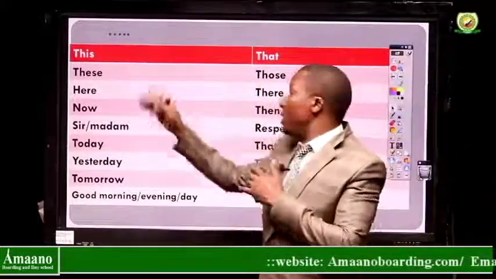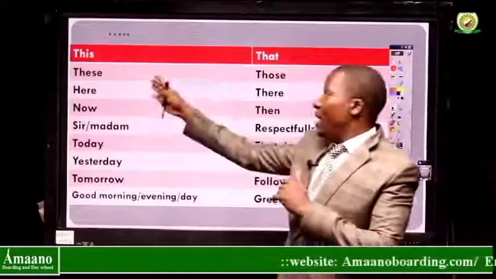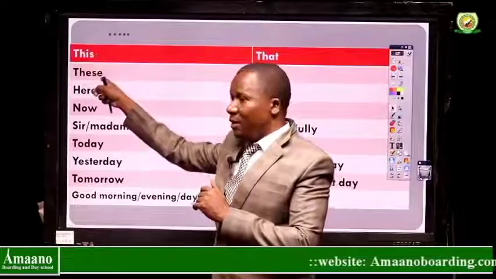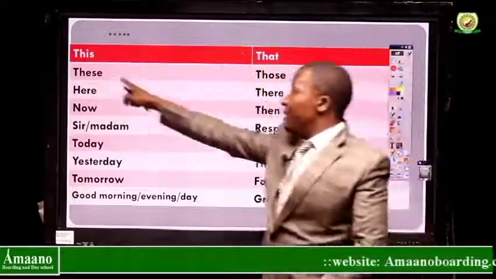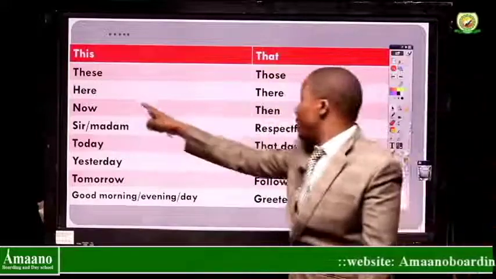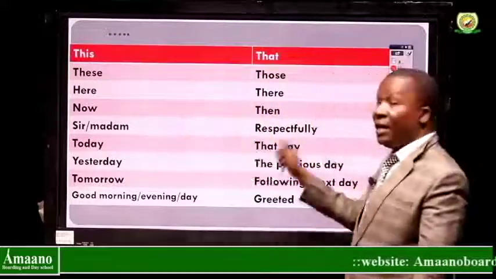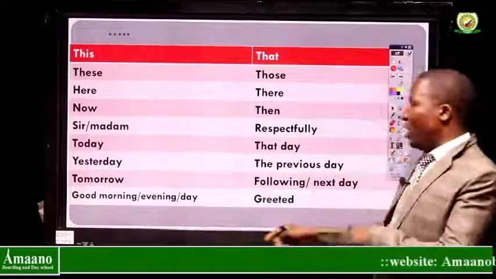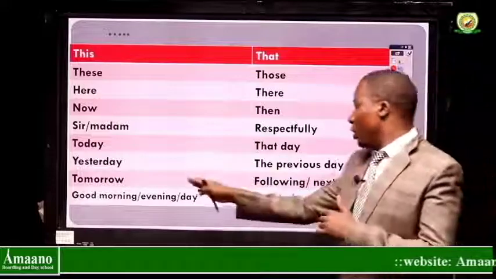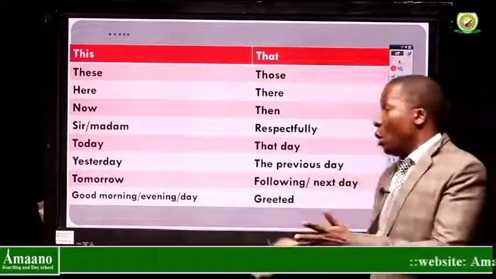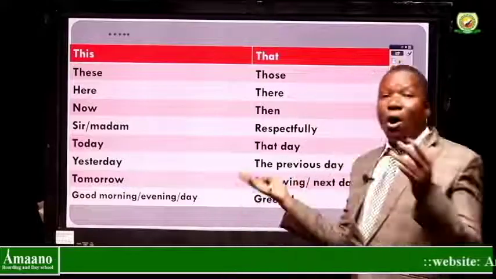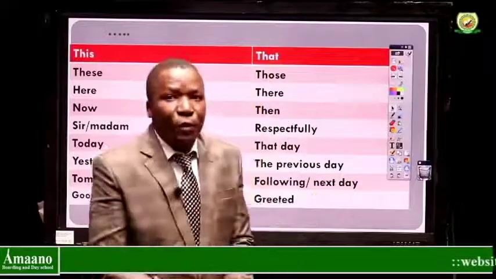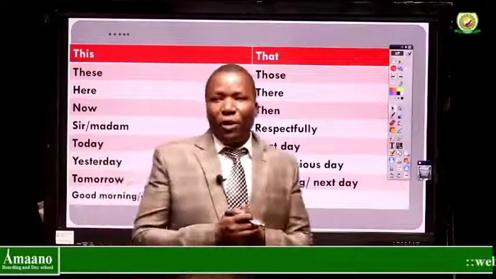Now lastly, we also have to look at this. In direct we use this, in indirect we use that. This changes to that. These changes to those. Here changes to there. Now changes to then. Sir or madam, like I said, changes to respectively. Today changes to that day. Yesterday changes to the previous day. Tomorrow changes to the following or the next day. Good morning, good evening, or good day: when you are reporting, we say he greeted.